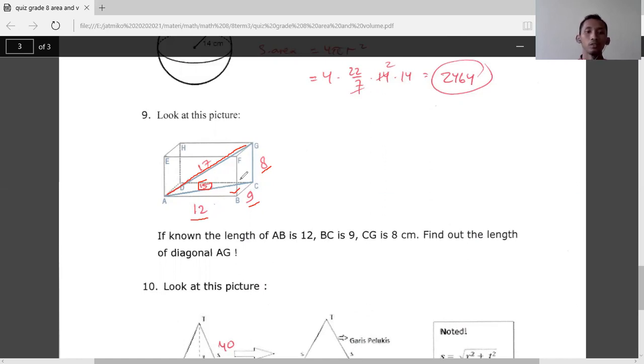Next, 15 and 8, so here should be 17. The normal step is 15 squared plus 8 squared, which gives 17. But if you know the Pythagorean triples, you can go directly: 15, 8, oh, here is 17. That's it. Next, number 10, the last number.